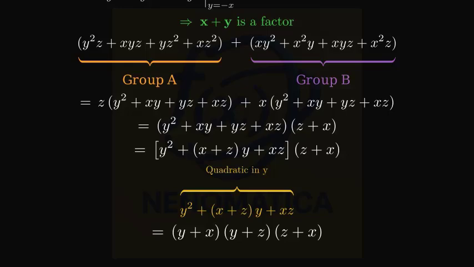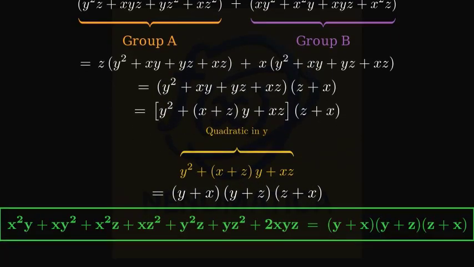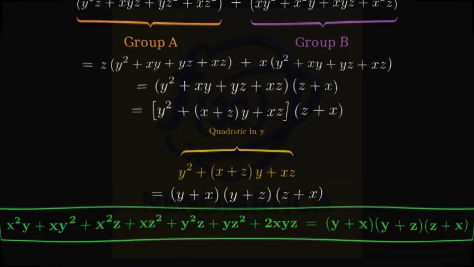Those terms are x and z, so it factors as (y + x)(y + c). Therefore, the original symmetric expression factors neatly as (y + x) times (y + c) times (z + x).